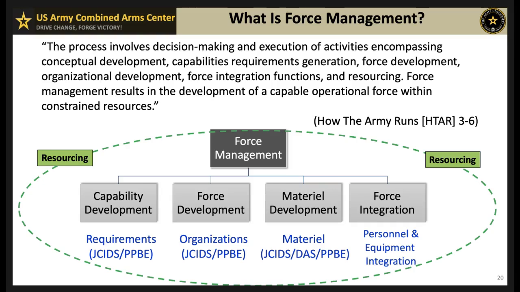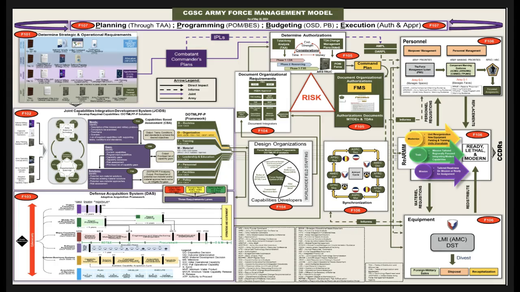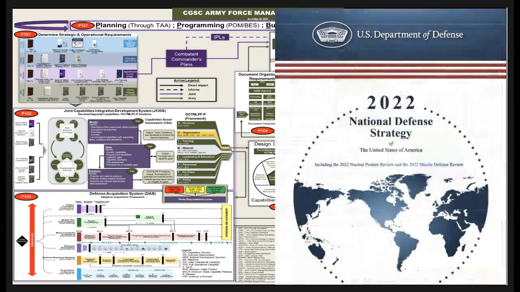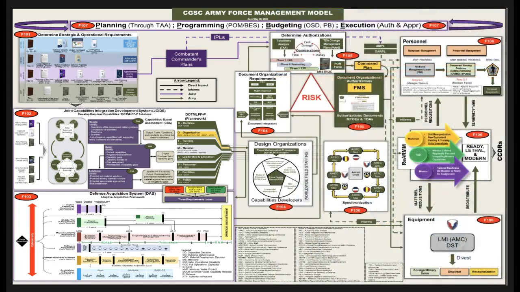operational demands. This slide illustrates the CGSC Army Force Management Model, highlighting key areas addressed in the F100 course through individual classes. F101 focuses on determining strategic and operational requirements. This involves understanding the needs outlined in key documents like the National Military Strategy, Defense Planning Guidance, and the Joint Strategic Capabilities Plan.